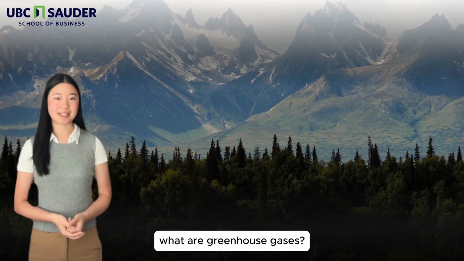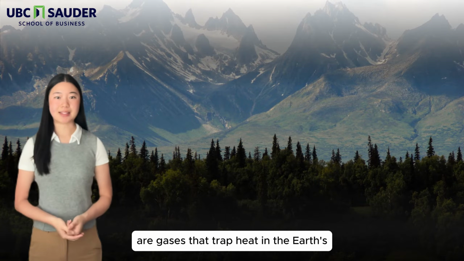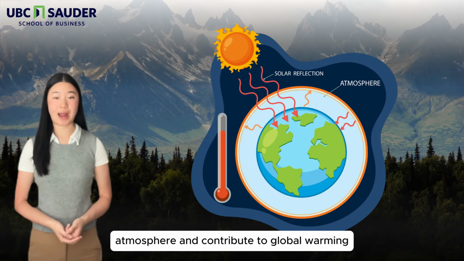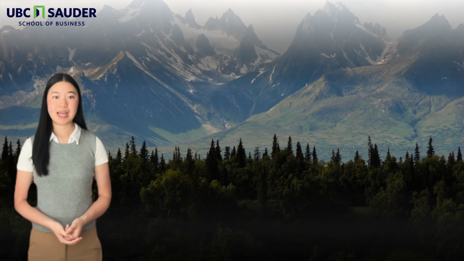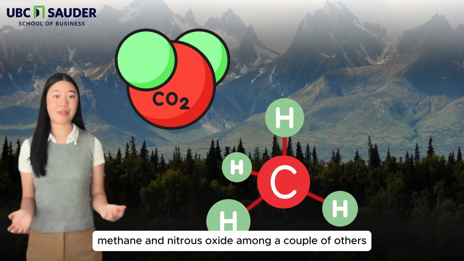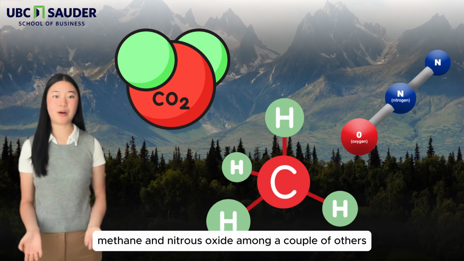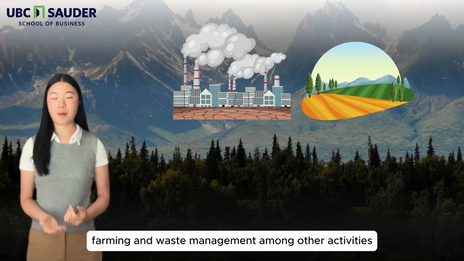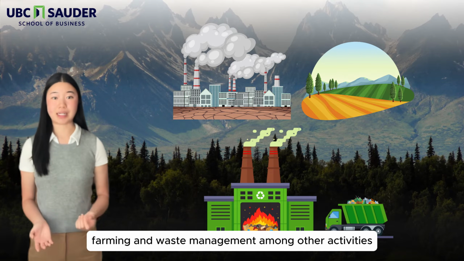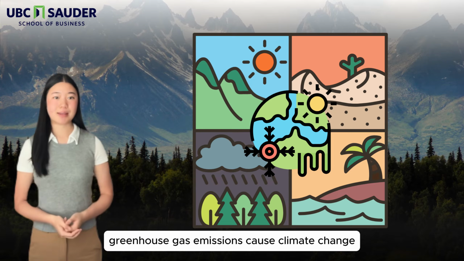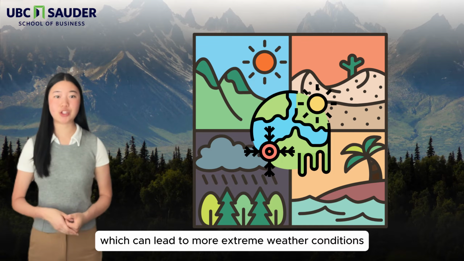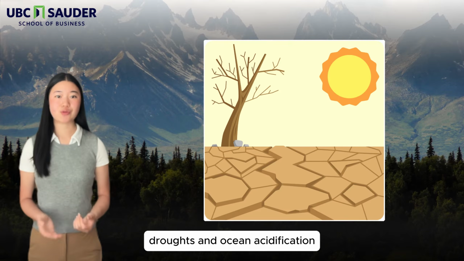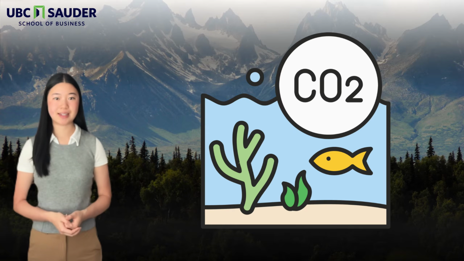What are greenhouse gases? Greenhouse gases are gases that trap heat in the Earth's atmosphere and contribute to global warming. These include carbon dioxide, methane, and nitrous oxide, among a couple of others, and they are a result of burning fossil fuels, farming, and waste management, among other activities. Greenhouse gas emissions cause climate change, which can lead to more extreme weather conditions, droughts, and ocean acidification.